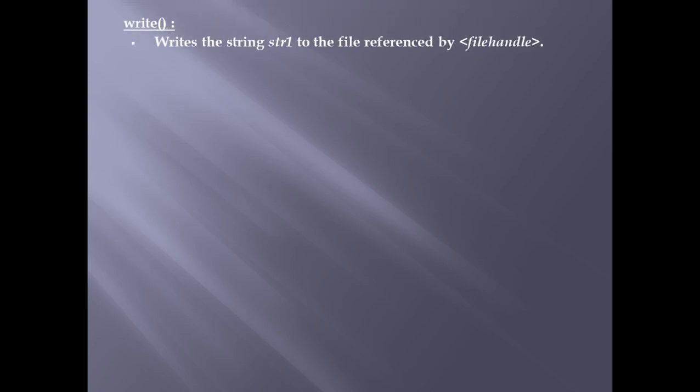The write function writes the string str1, that is a given string, to the file that is referred to by the file handle. We shall go to the example. In this example, fh = open("student.txt", "w"). The file is opened in write mode. And the next line, fh.write("welcome"). So the string welcome will be written into the file.